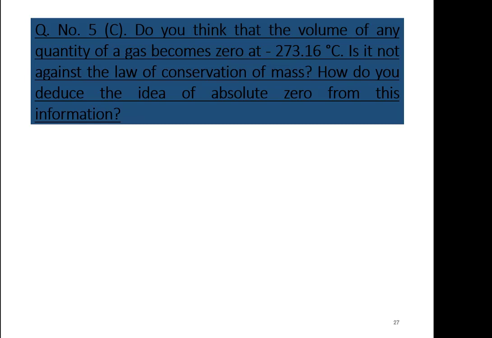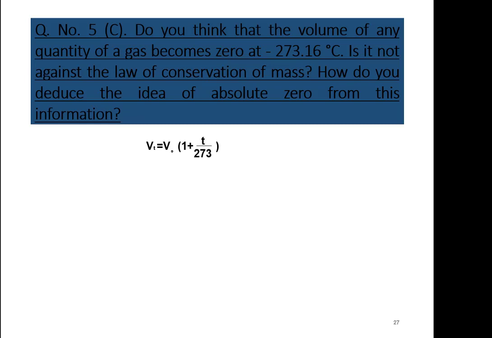Now there is question number 5 of the exercise. Do you think that the volume of any quantity of a gas becomes zero at minus 273.16 degrees centigrade? Is it not against the law of conservation of mass? How do you deduce the idea of absolute zero from this information?